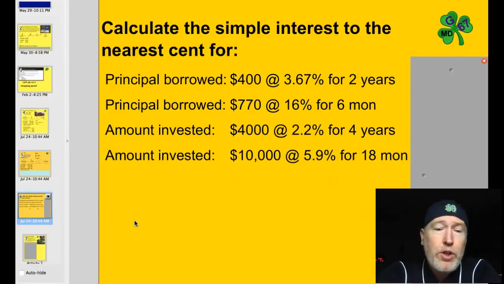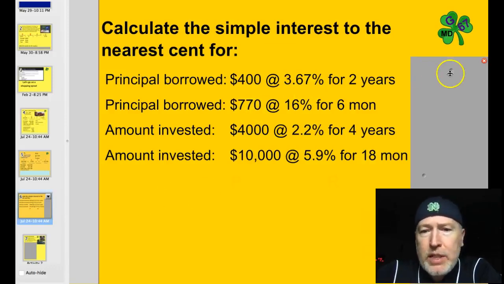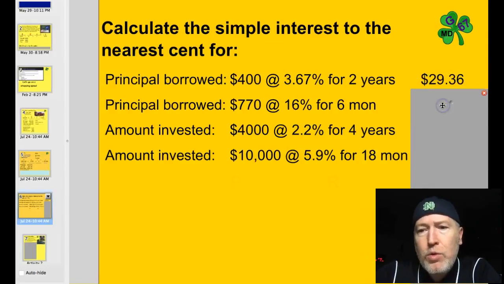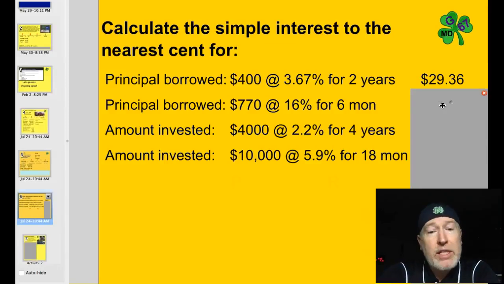The first 2 are principal borrowed. The last 2 are money invested. And it doesn't matter. It's the same formula for either. Go ahead. All right. If you borrowed $400 at 3.67% for 2 years, $29.36.